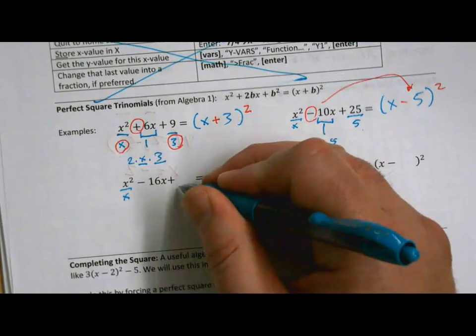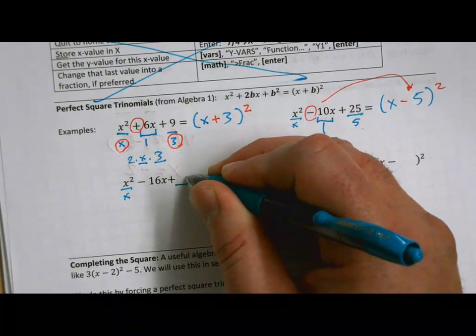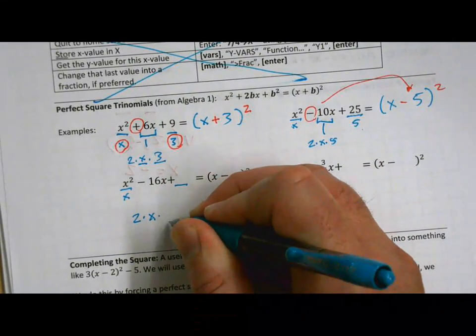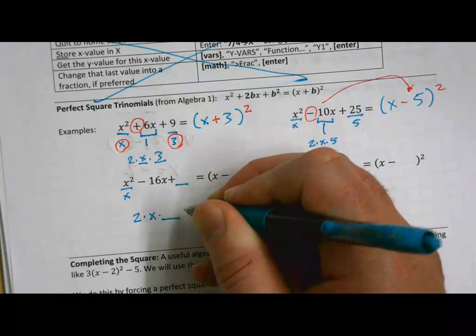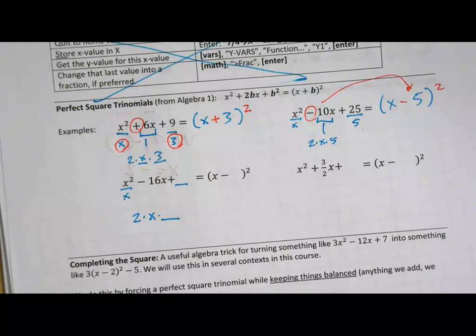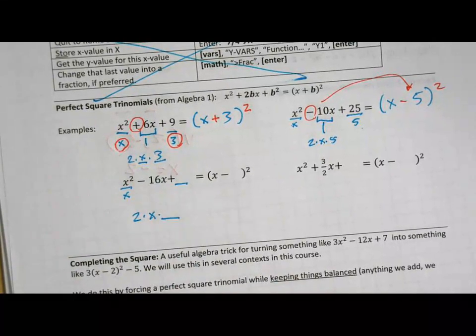So if we could be clever and pick the right thing here, so this is a perfect square, and so that 2 times x times whatever that thing is, then we could force it to be a perfect square. We are completing the square. Right now it's incomplete. It's not a perfect square trinomial, but I could make it a perfect square trinomial by doing that.